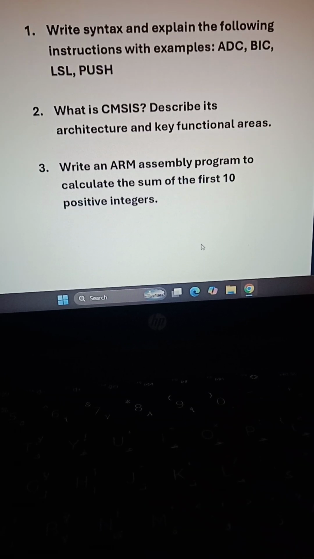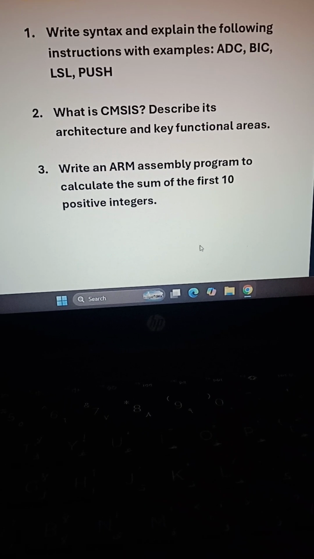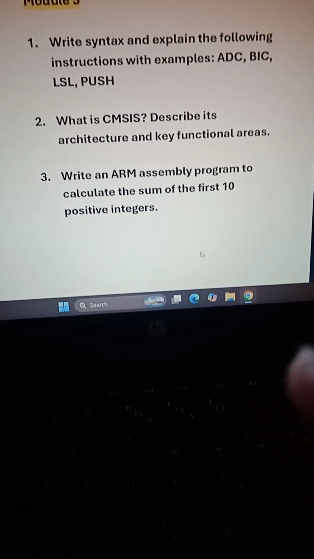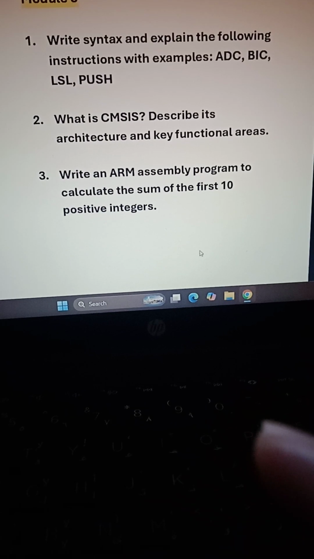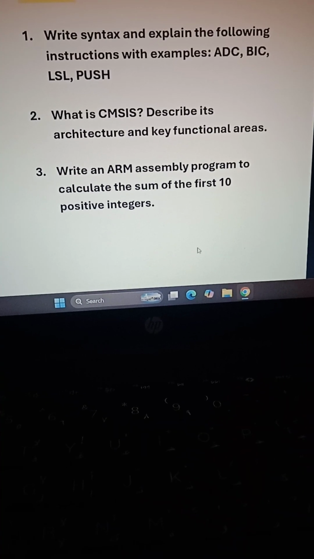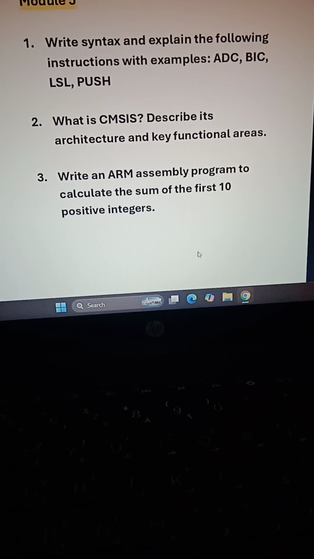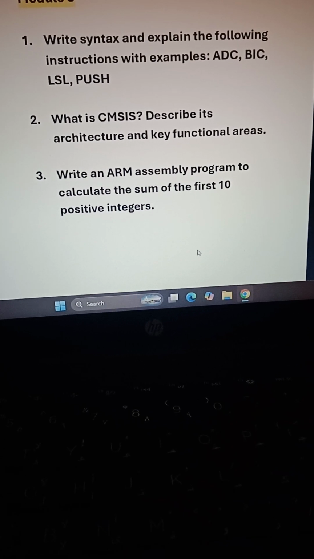Module 5. Module 5 has limited questions. So in my view, start from module 5. See question number 1. Write syntax and explain the following instructions with example: ADC, BIC, LSL, PUSH. What is CMSIS? Describe its architecture and key functional areas. Question number 3. Write an ARM assembly program to calculate the sum of the first 10 positive integers.